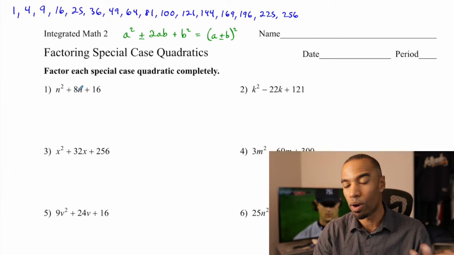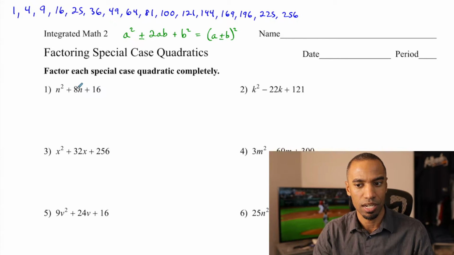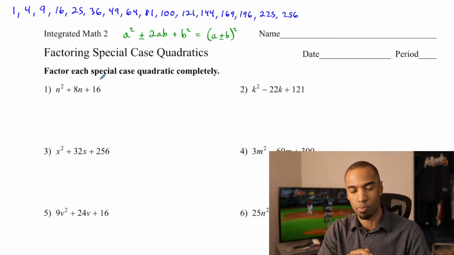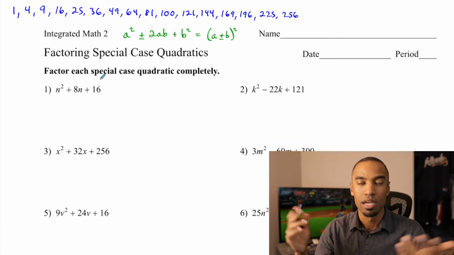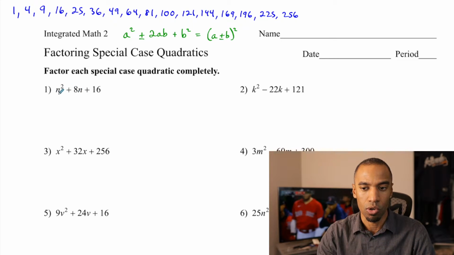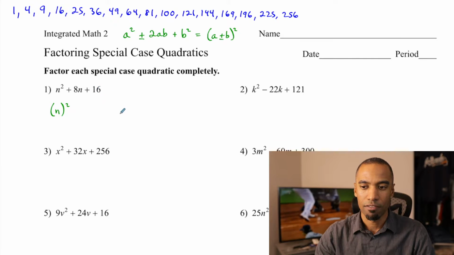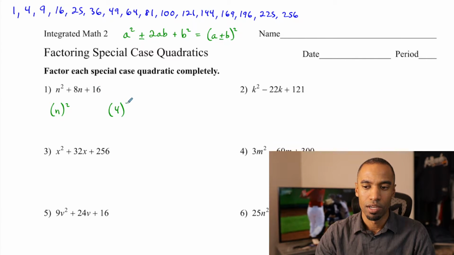Now, when you look at number 1, I do understand that you could do your whole diamond, what two numbers multiply to make 16 and add to make 8, but understanding it's a special case quadratic to begin with is kind of nice. I can recognize that this is also something squared. If I square n, I get n squared, of course. If I square 16, I get 4 squared.